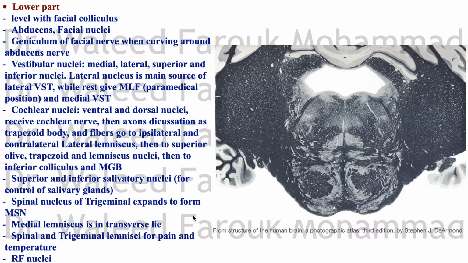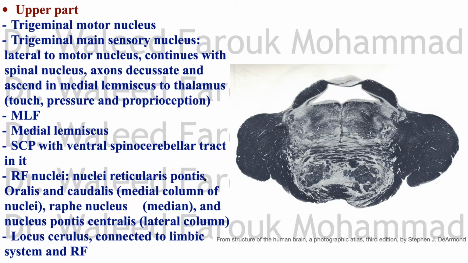Remember, the sensations from the head are carried via the trigeminal nerve, while below the head they are carried by different nerves. And also it contains reticular formation nuclei. The upper part of the pons has the trigeminal motor nucleus and the main sensory nucleus of the trigeminal. It's lateral to the motor nucleus and continues with the spinal nucleus of the trigeminal. Its axons decussate and ascend in the medial lemniscus to the thalamus.